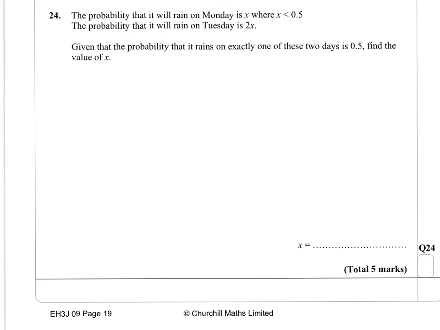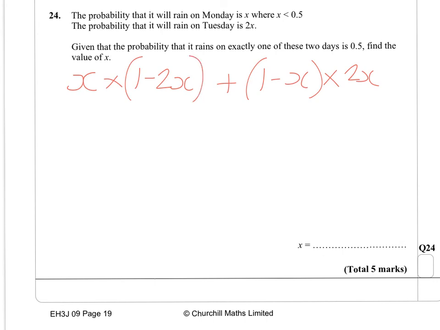So the probability that it rains on Monday is X, times not raining on Tuesday, which is 1 minus 2X. Or it could be not raining on the Monday. So that would be 1 minus X for not raining on the Monday, times raining on the Tuesday, which is times 2X. So if I simplify that, let's just put that in brackets.